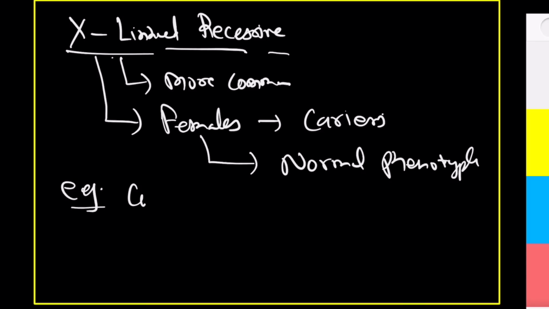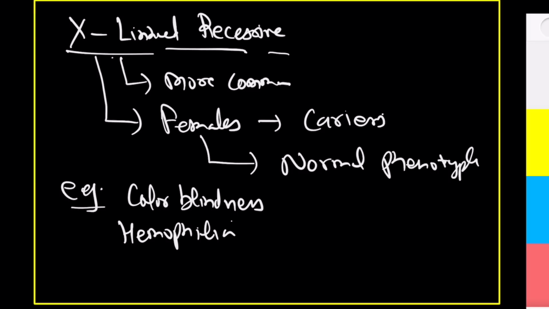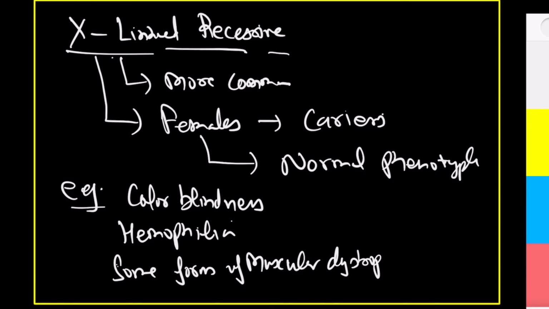Yes, the best example is color blindness. Second is hemophilia. And here you are also going to see some forms of muscular dystrophy. Now try to see here, let's suppose you have the condition XXC marrying XY.